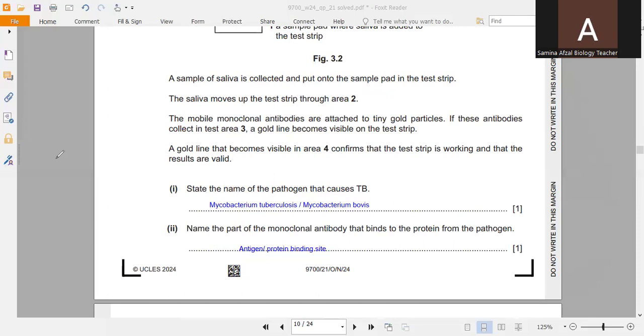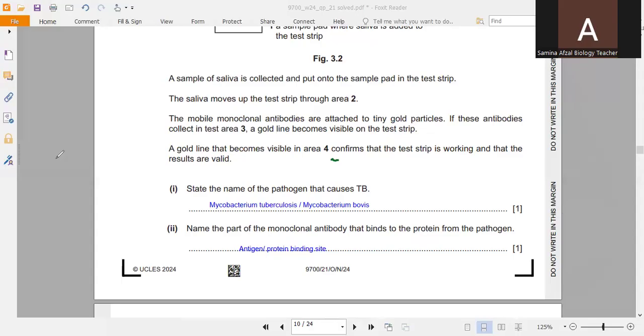The mobile monoclonal antibodies are attached to tiny gold particles, and if these antibodies collect in test area 3, a gold line becomes visible on the test strip. So in this way, a gold line that becomes visible in area 4 confirms that the test strip is working and that the results are valid.